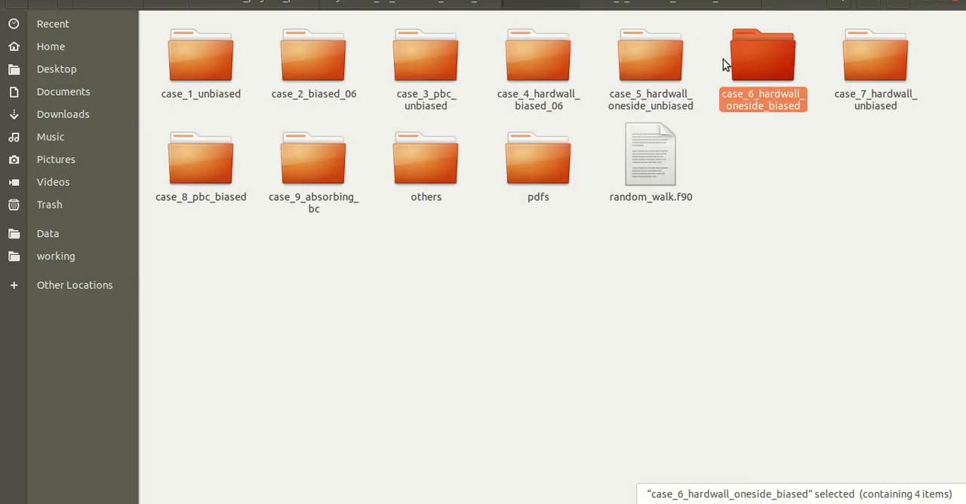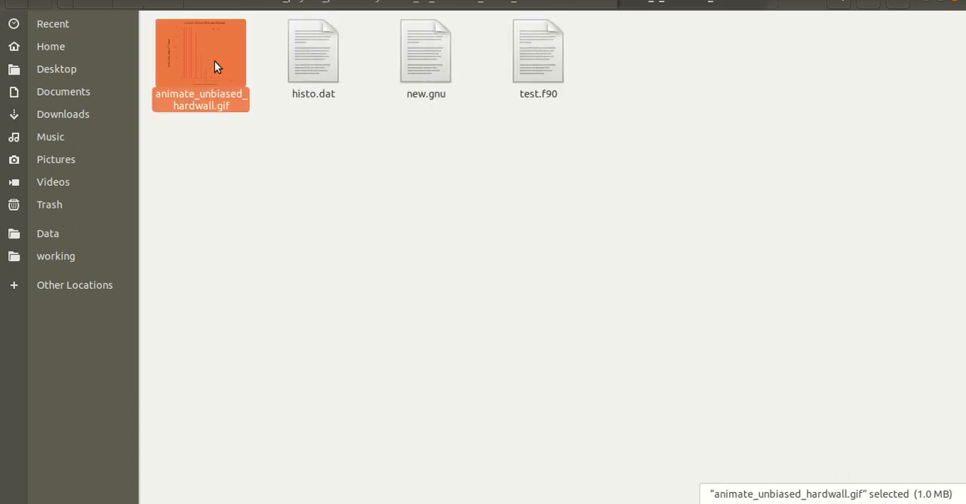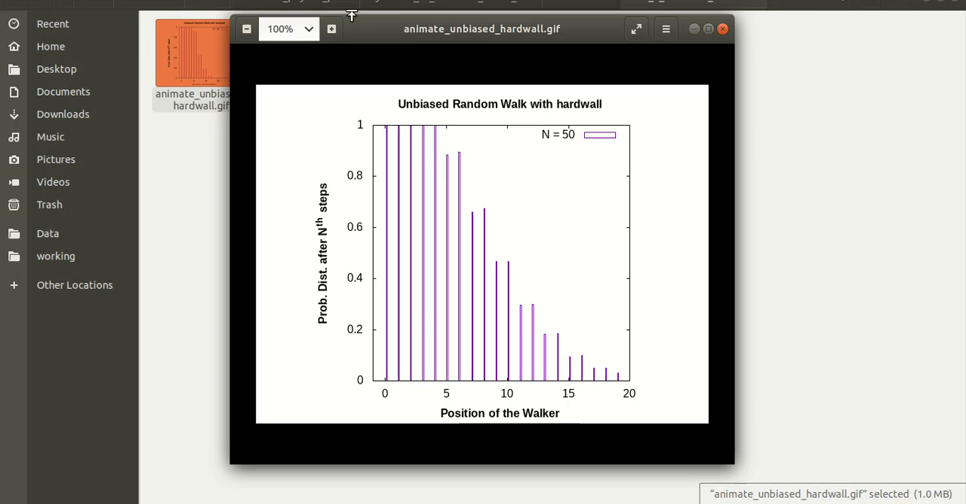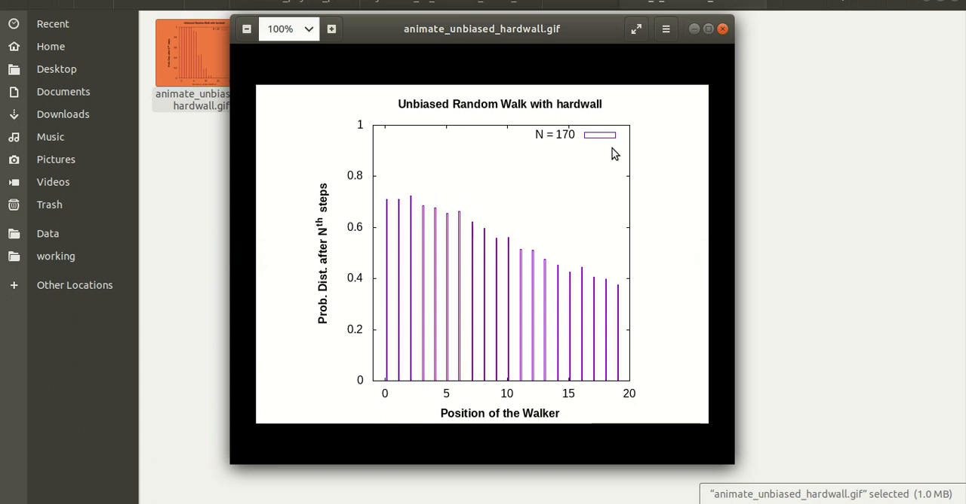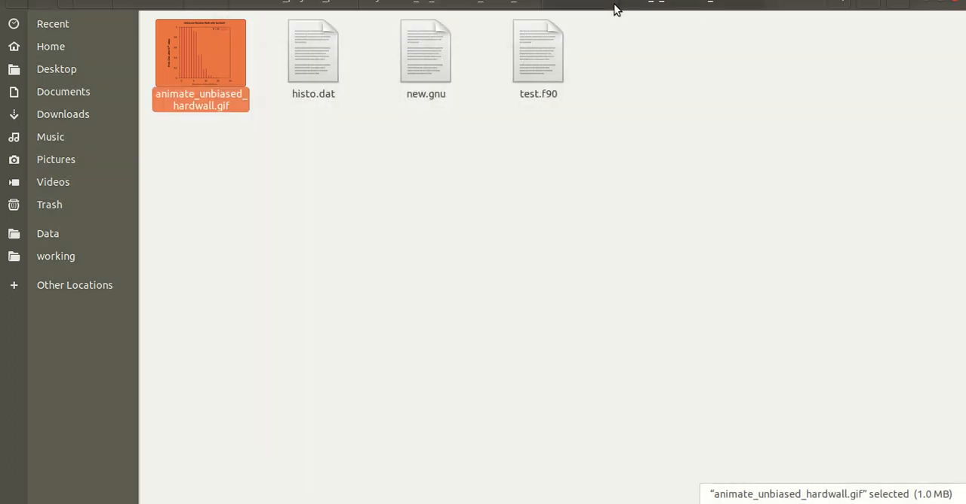So let's see case 7. This is the unbiased hard wall. Eventually it will approach the uniform distribution. As you can see, it is approaching the uniform distribution. Hard wall on both sides. Okay.